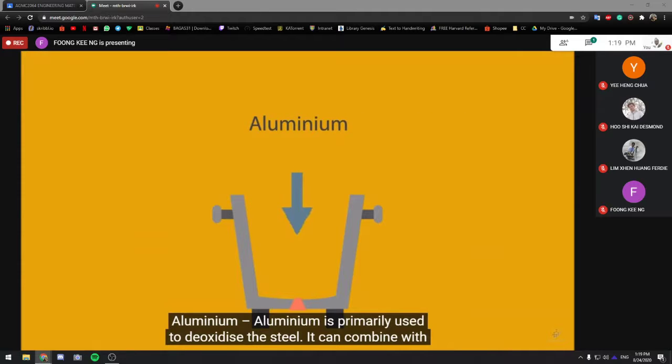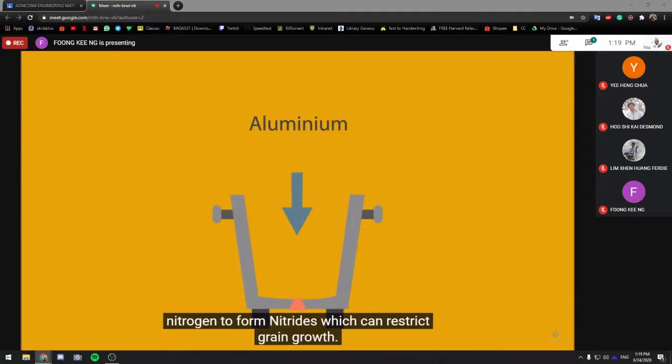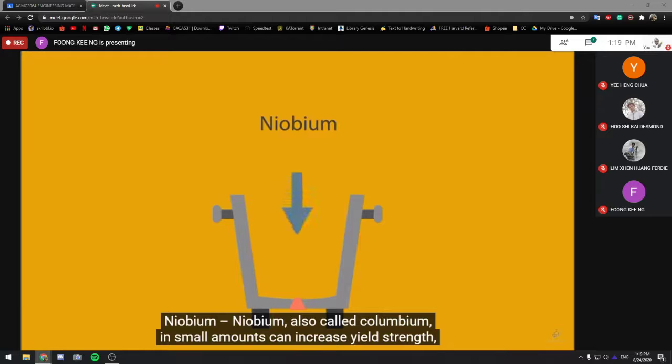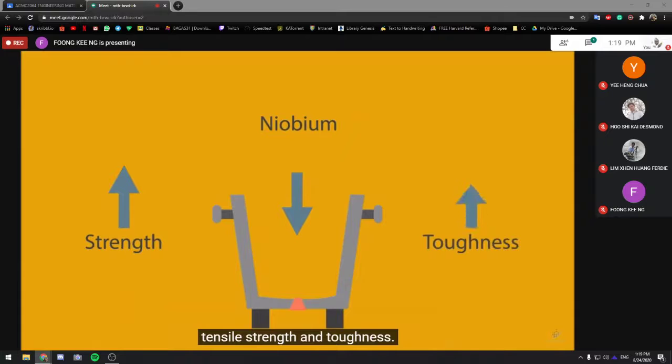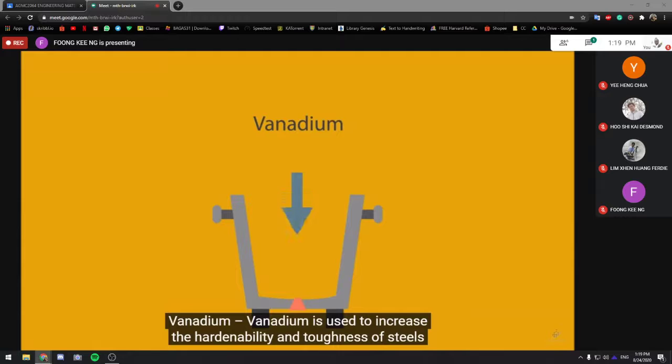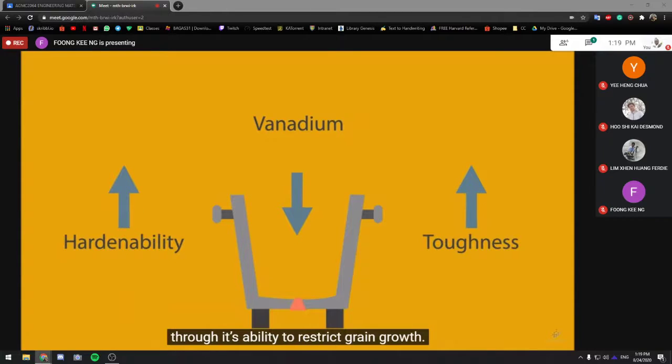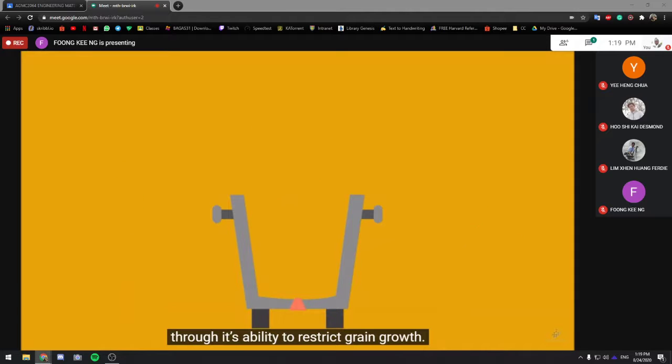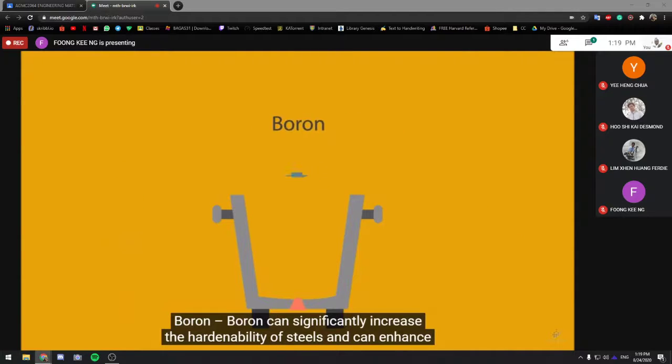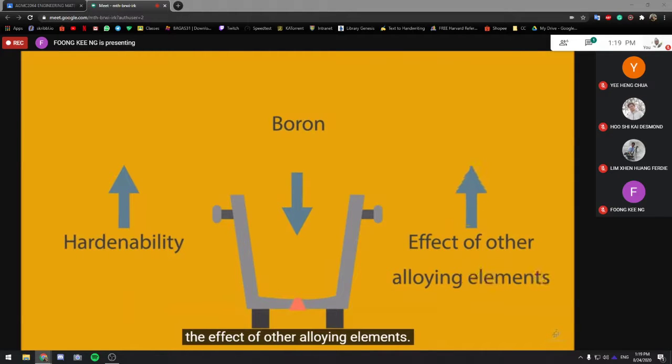Aluminium. Aluminium is primarily used to deoxidize the steel. It can combine with nitrogen to form nitrides, which can restrict grain growth. Niobium. Niobium, also called columbium, in small amounts can increase yield strength, tensile strength, and toughness. Vanadium. Vanadium is used to increase the hardenability and toughness of steels through its ability to restrict grain growth. Boron. Boron can significantly increase the hardenability of steels and can enhance the effect of other alloying elements.